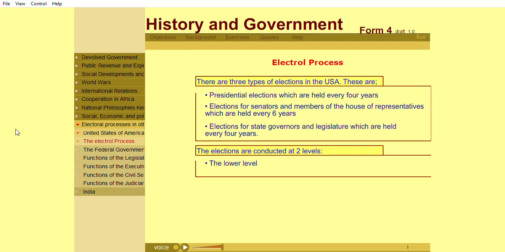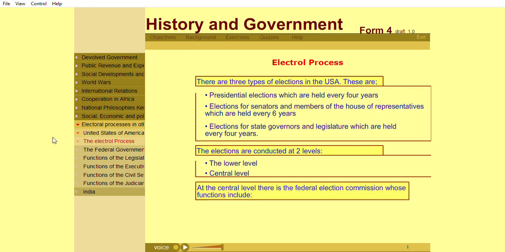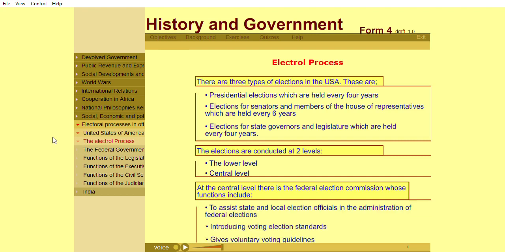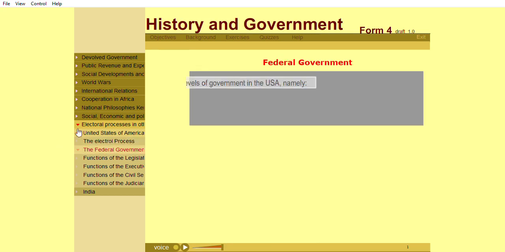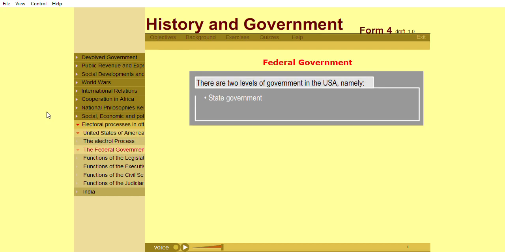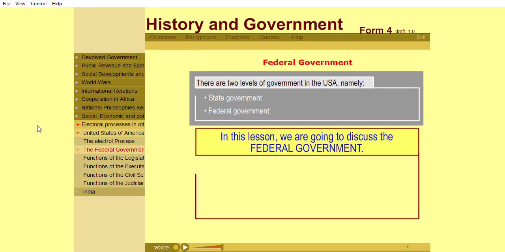The elections are conducted at two levels, the lower level and the central level. At the central level, there is the Federal Election Commission, whose functions include to assist state and local election officials in the administration of federal elections, introducing voting election standards, and giving voluntary voting guidelines. There are two levels of government in the USA, namely state government and federal government. In this lesson, we are going to discuss the federal government.